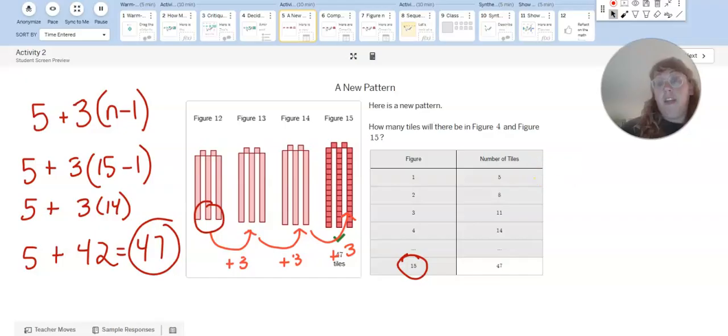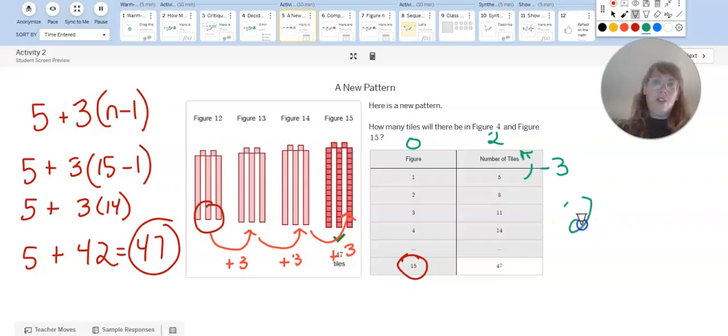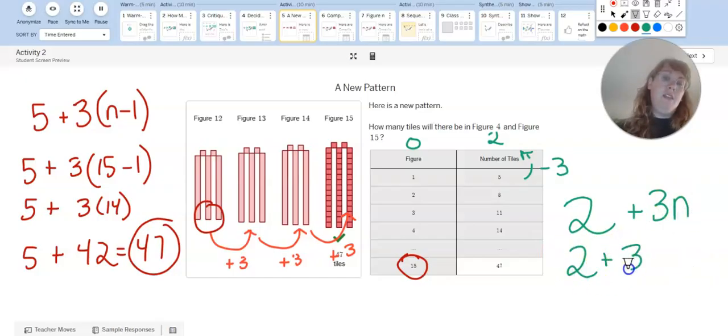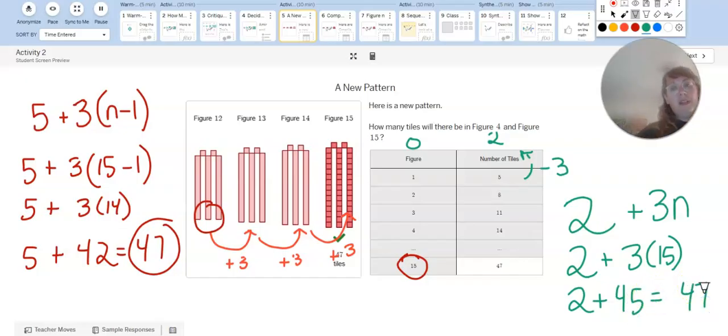If we wanted to start with figure 0, we could. We'd work backwards. So instead of adding 3, we're going to subtract 3 to get 2. So our formula would be 2 plus 3 times n. N is still 15. 3 times 15 is 45. 45 plus 2 is 47. So whether we start with figure 0 or figure 1, as long as we write the equation correctly, we're good. Beautiful. Get everything you need here and then push to slide 6.